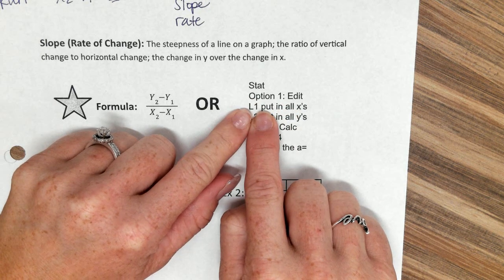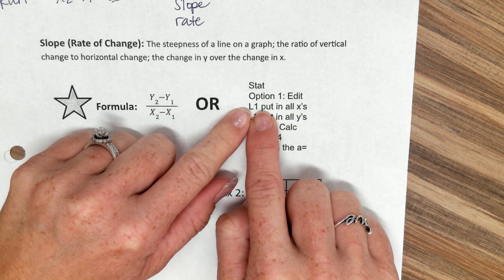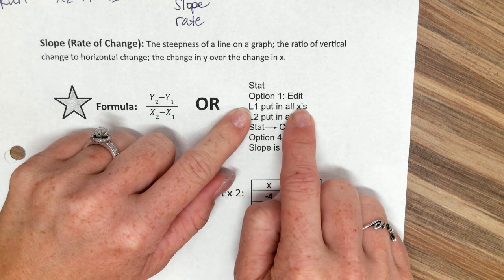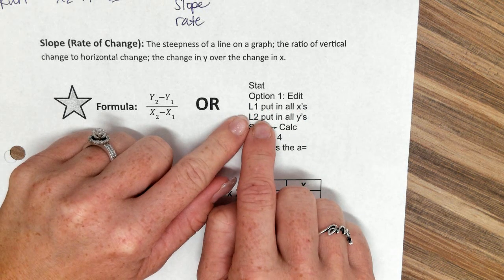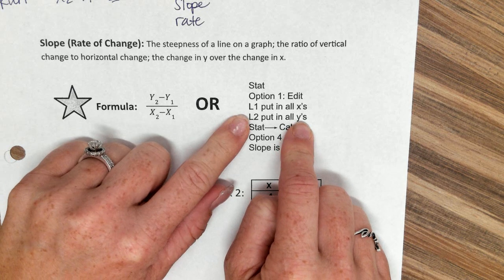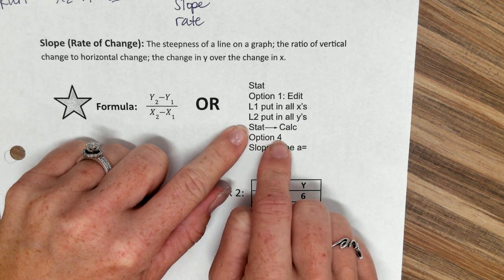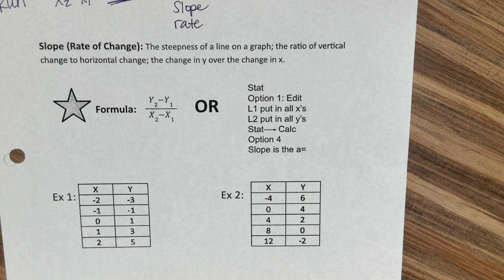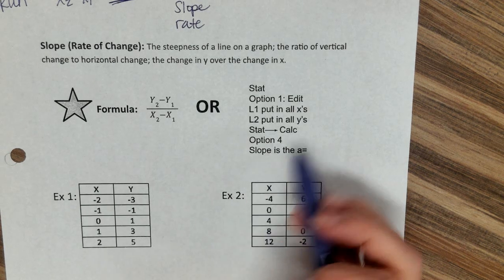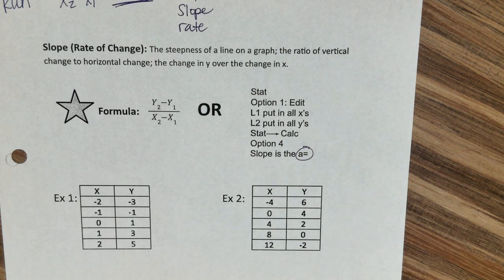For L1, L1 stands for list. List 1 is where you're going to put in your X values. L2 is list 2. You're going to put in your Y values. Okay? Then you're going to go to Stat, Calc, option 4, and then you hit Enter until it gives you the slope. It will also give you the Y-intercept, but we only care about slope today. For today, the slope is the A. I don't know why the calculator doesn't call it M, but they call it A. So if it says A equals, then that's your slope.